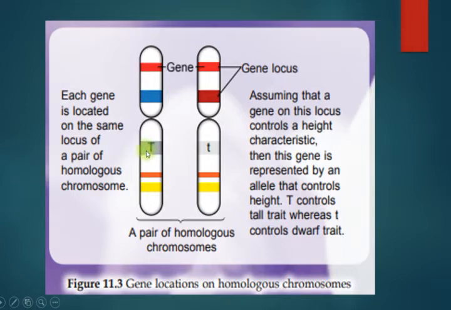So what is an allele? An allele is an alternative form of a gene. The whole thing here is a gene. What is a gene? It is a DNA segment on the chromosome, on a specific locus of the chromosome. So the allele refers to the alternative form of the gene, and it represents the trait. Capital T represents the tall trait, and small t represents the dwarf trait.